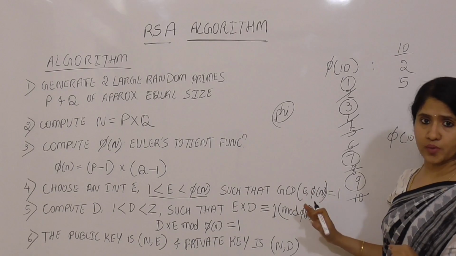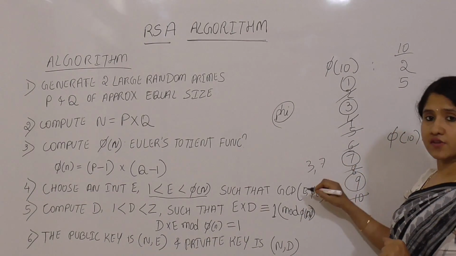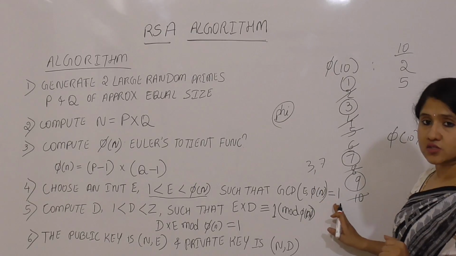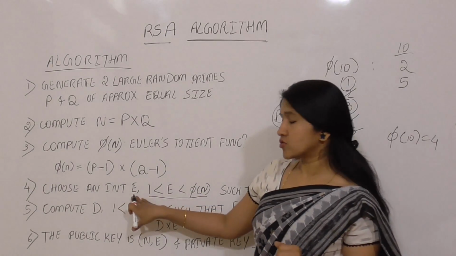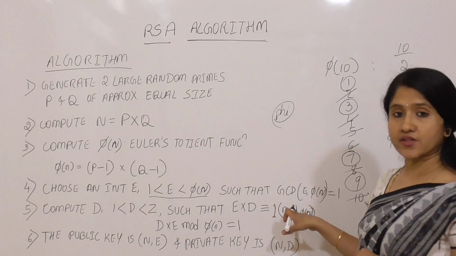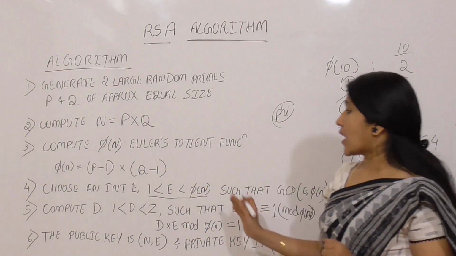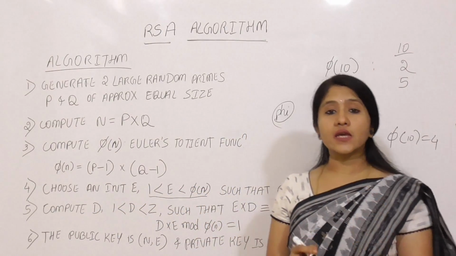Again, they are relatively prime, only then. For example, 3 and 7. If both are relatively prime, only then you will get the GCD of 1. Okay. So then you have computed your E, right? You have chosen your E such that it should satisfy these two conditions, and then you will go and compute D. That means the key for your decryption.